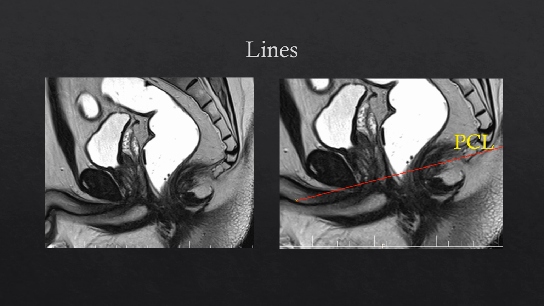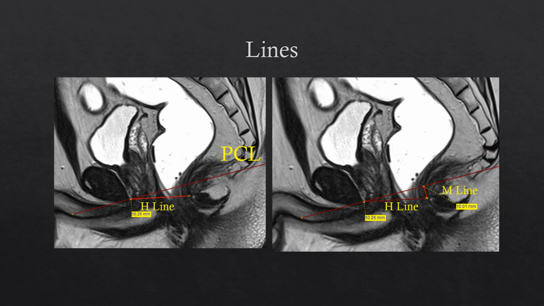Regarding the lines, we have the pubococcygeal line, and this one should be drawn between the inferior aspect of the symphysis pubis to the last coccygeal joint, as you see here. This one should be drawn during rest and during straining. This is one of the most important lines.